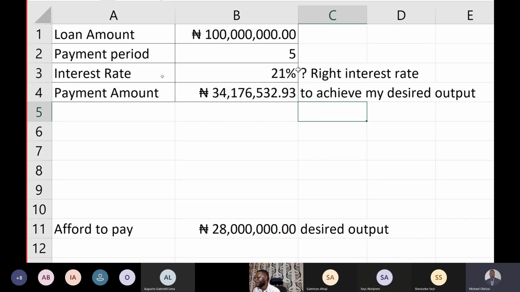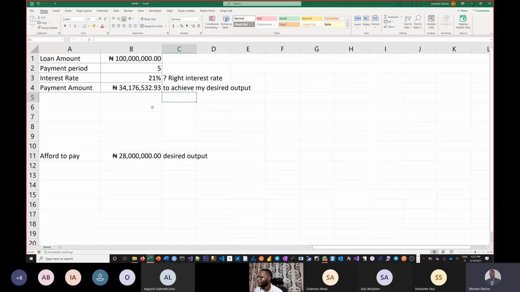So this is what goal seek allows us to do. So I'm going to quickly implement right now. I'm going to tell Excel that I want to know what interest rates will allow me to pay 28 million naira. And I don't want to do trial and error. I don't want to come here and start changing it to 20% and start changing it to another, and be doing trial and error. I want Excel to tell me the exact right inputs.